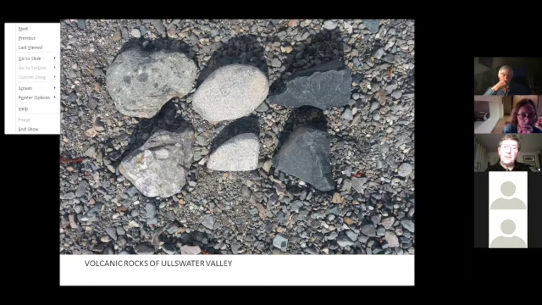You can see the pieces, quite angular pieces here. These would represent material that has fallen not very far away from a volcanic vent, exploding and dropping its material back to Earth. So that's a good place. If you want to just look at the variety of rocks, that's a good place to start.